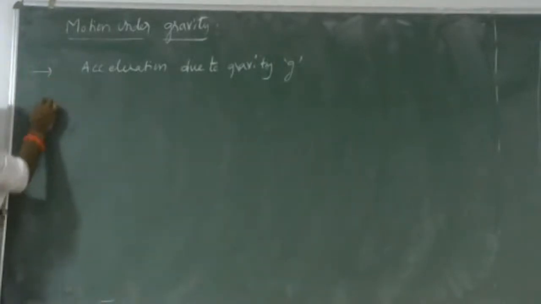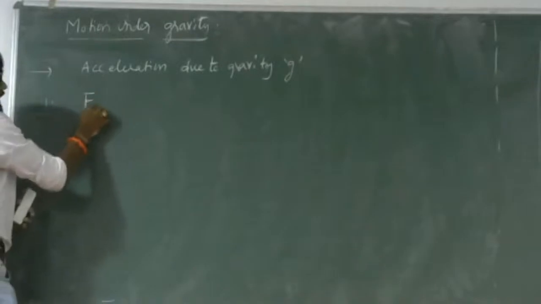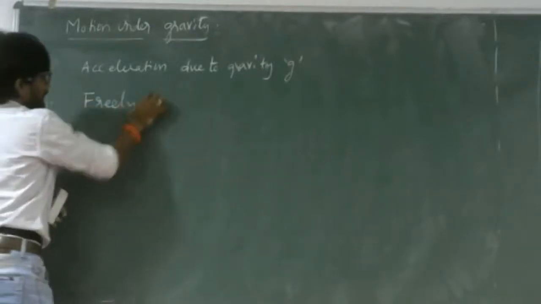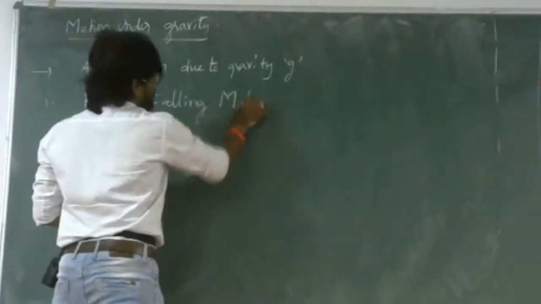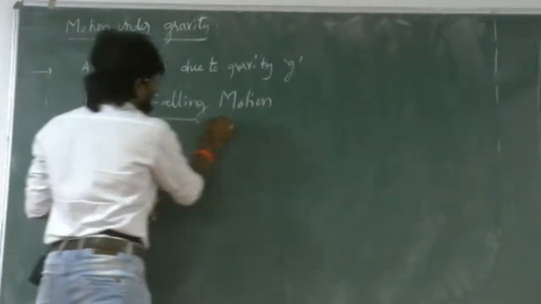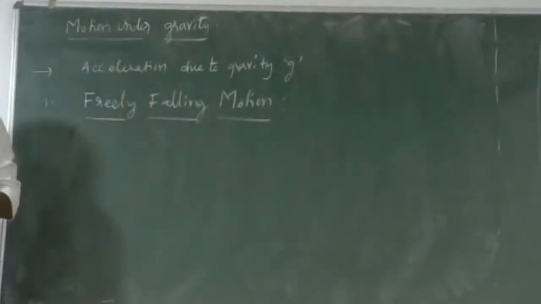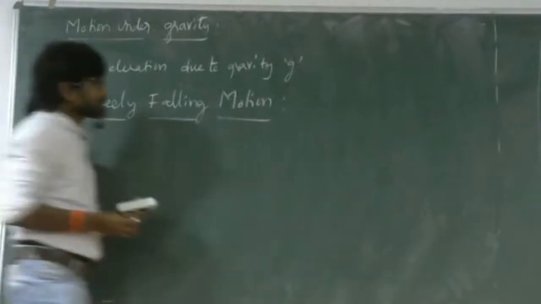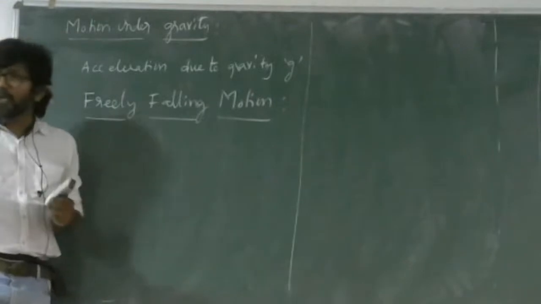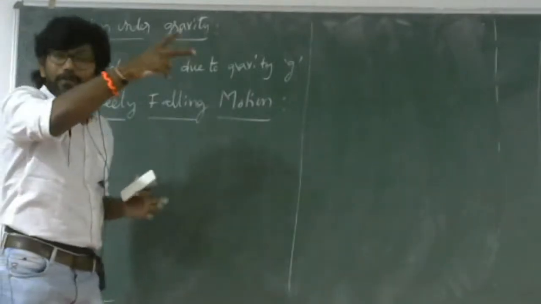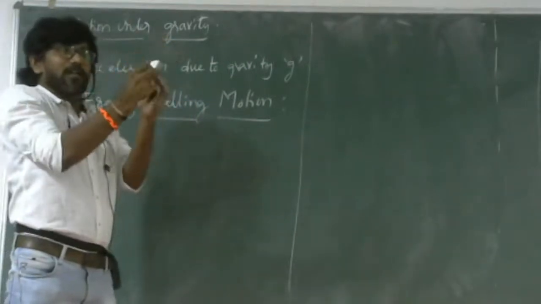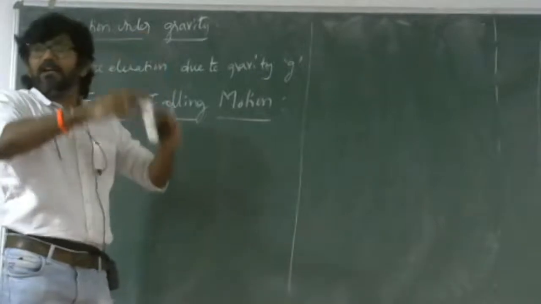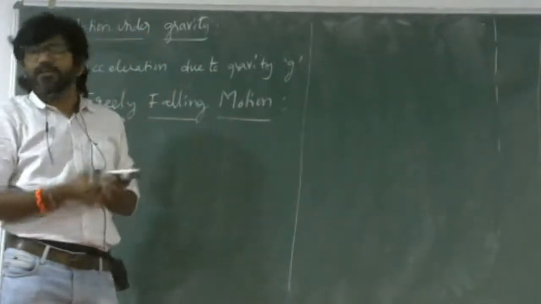First case is freely falling motion. What is freely falling motion? Whenever you drop a body, this drop means you are not projecting it. Just dropping means the body is starting from rest, or starting with a zero initial velocity. So that is called dropping.